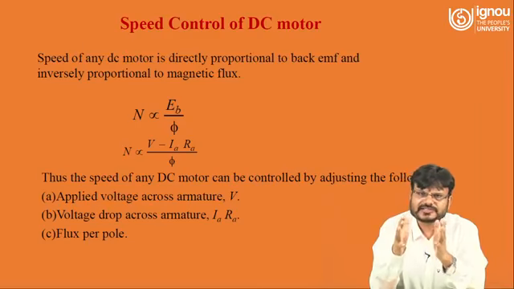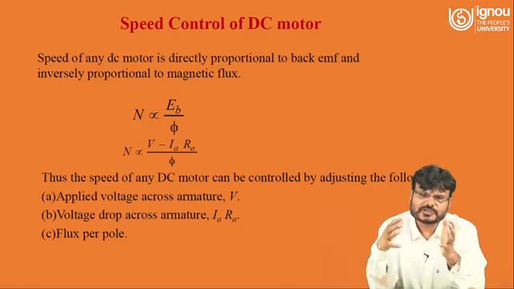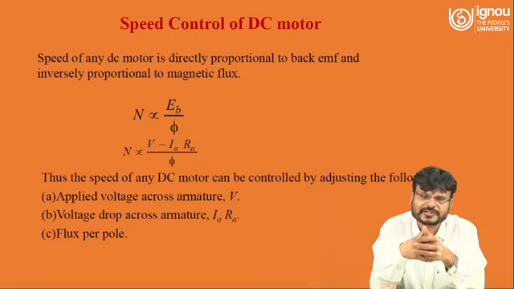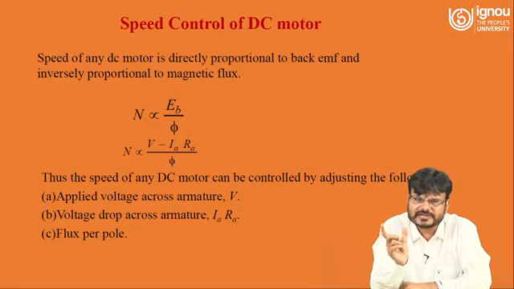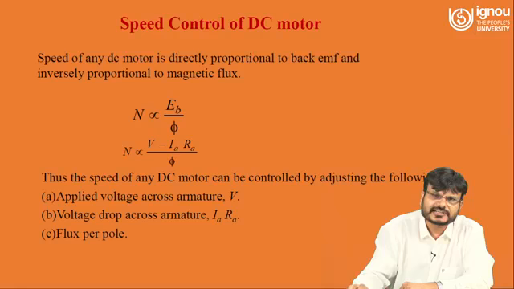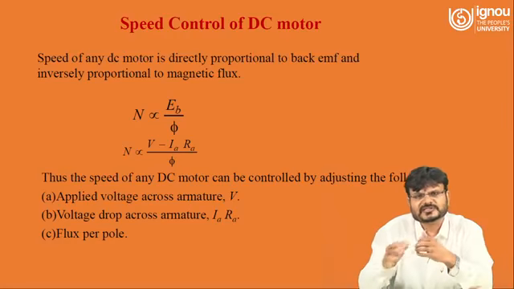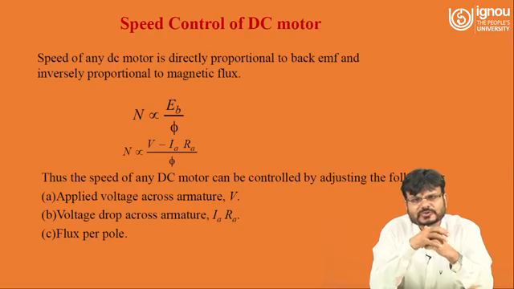So the resistance of the field winding is fixed. Now suppose you put some extra resistance in series with the field winding. So what is happening? That means IF is equal to V upon RSH plus some extra resistance. That means you are increasing the resistance of the field winding. If this resistance is increasing, the field current is decreasing. If the field current is decreasing, the speed of the DC motor will increase. That means the flux control method is used to get the speed above the normal speed.